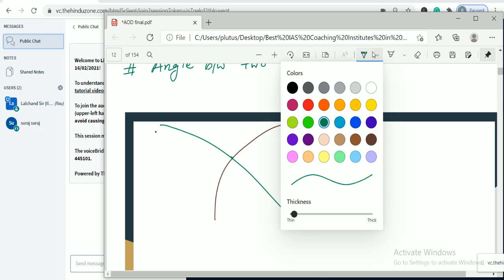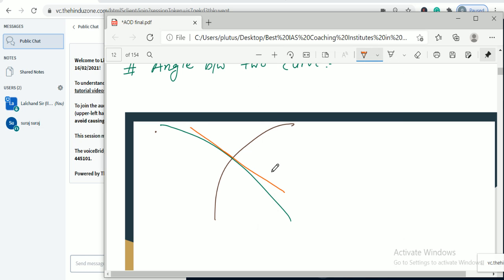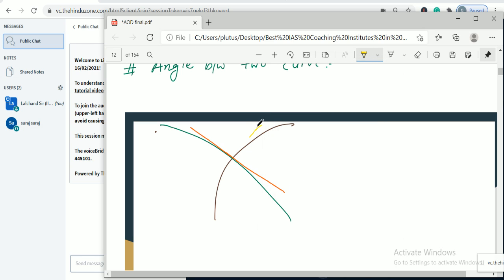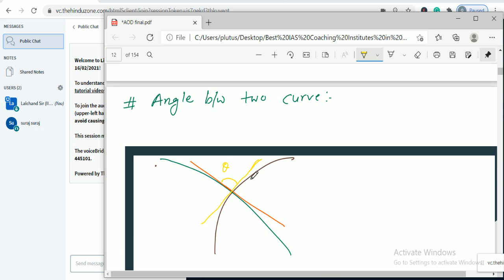So the angle between two curves is simply the angle between their tangents. This is a tangent, and this is also a tangent here. So this is the angle between two curves. Theta is the angle between the tangents at the given point.